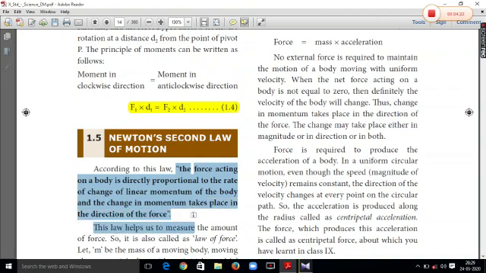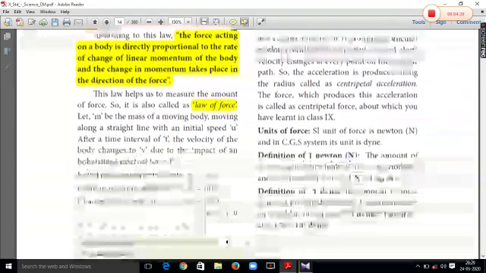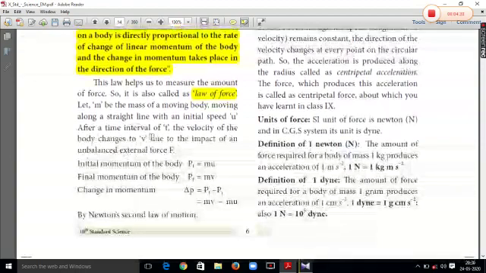This law is also called the law of force. Now, let us see how to derive the equation of a force by using Newton's second law. Let us consider the mass of a moving body m moving along a straight line with an initial speed u. When an external unbalanced force F is applied on an object after a time interval t, the velocity of the body changes to v. Initial momentum of the body Pi is equal to mu.